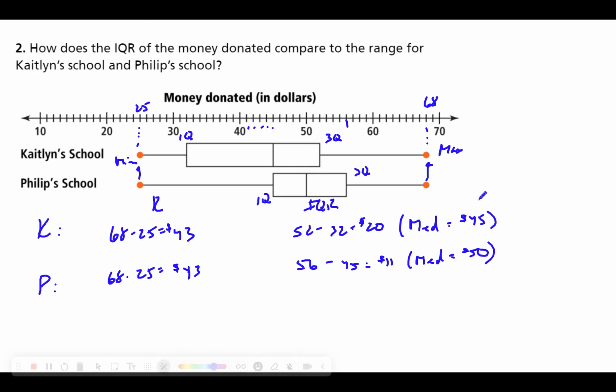So again, ranges and IQRs are tough to quantify. Again, typically, we don't want the data to be spread out. We want it to be very focused, very tunneled on the middle. Okay. All right, very good.